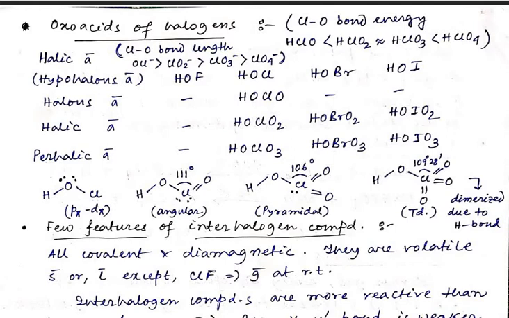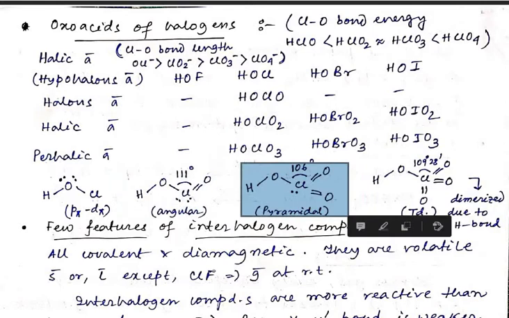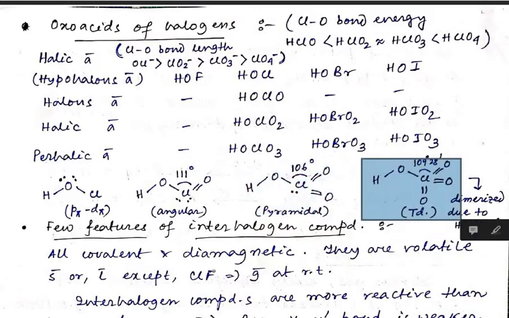So why do we observe this type of Cl–O bond energy? For this we have to draw the structures of the oxoacids. If I draw the structure of HOCl, that is the structure. The structure of HClO2 is angular in shape. HClO3 is mainly pyramidal in shape. And HClO4 is tetrahedral in structure.